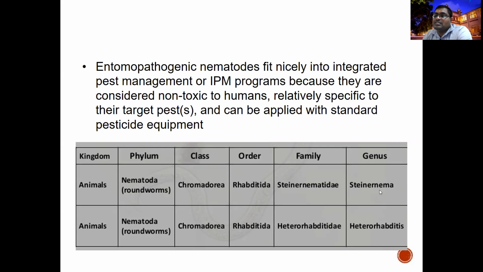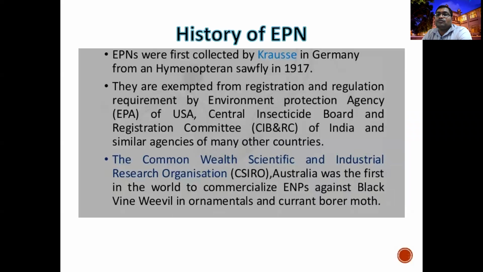From these two genera there are several species, which we will study in the coming slides, such as Steinernema carpocapsae and Heterorhabditis bacteriophora. These species are nowadays commercially available, ready-made, and you can use them.